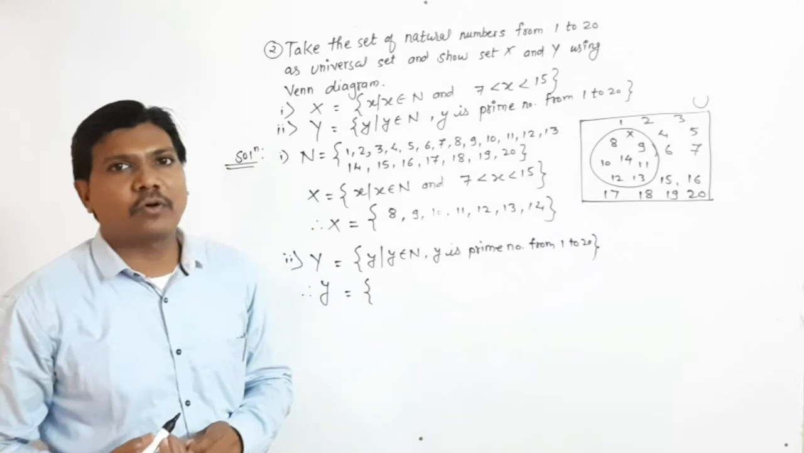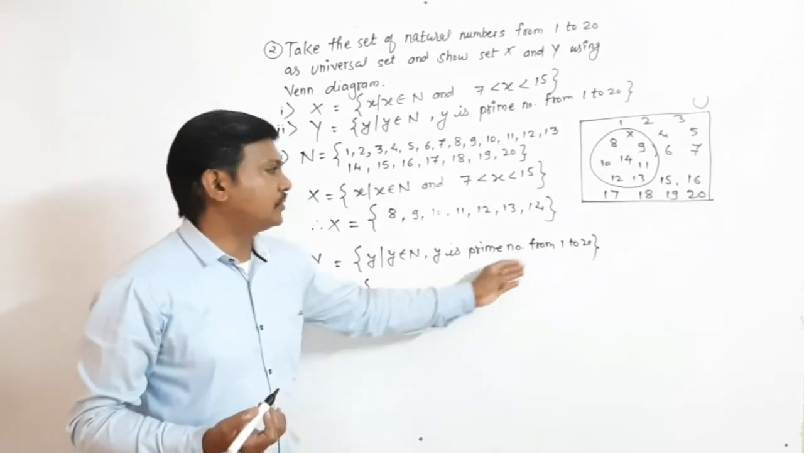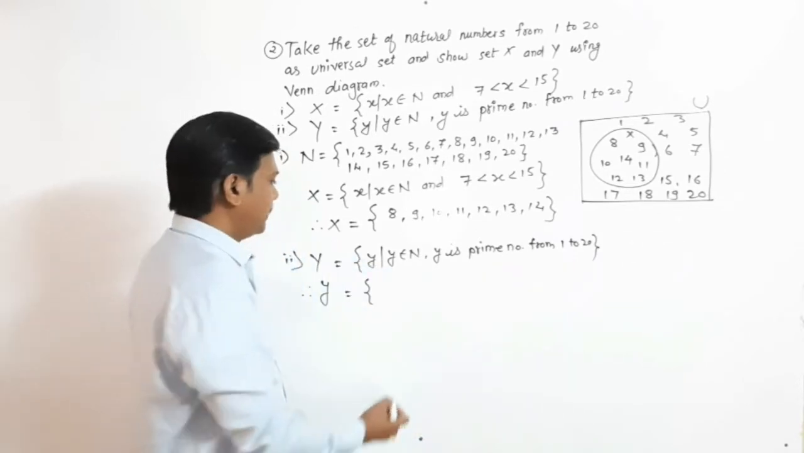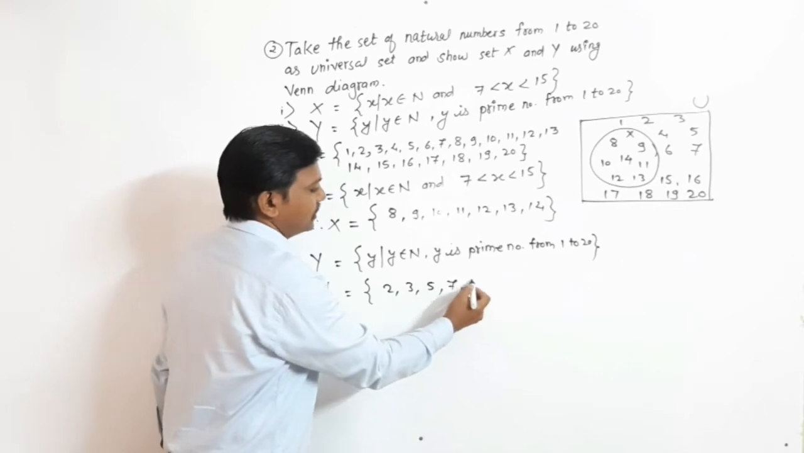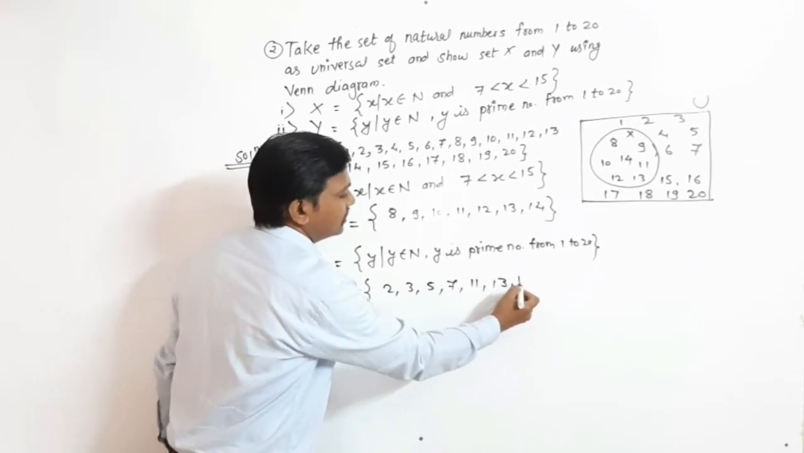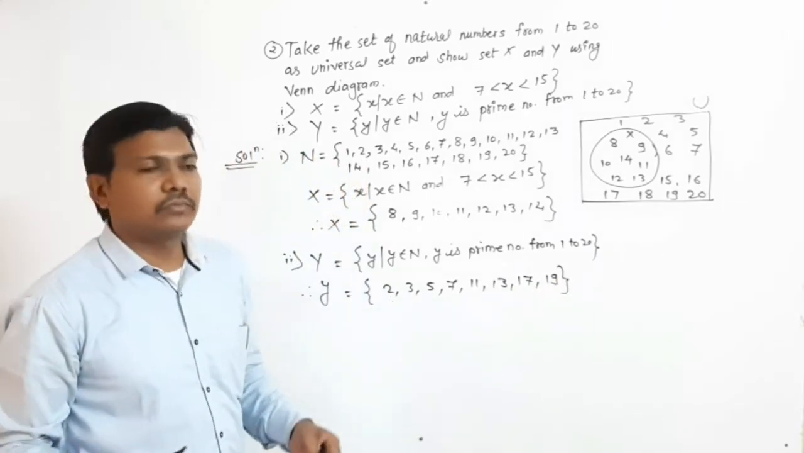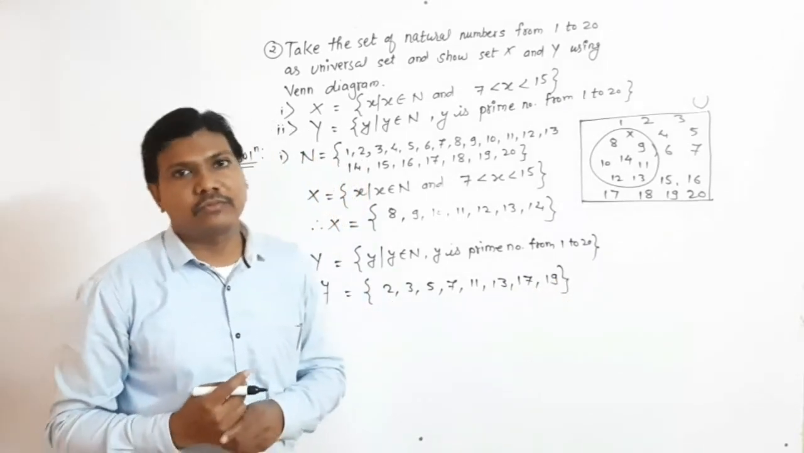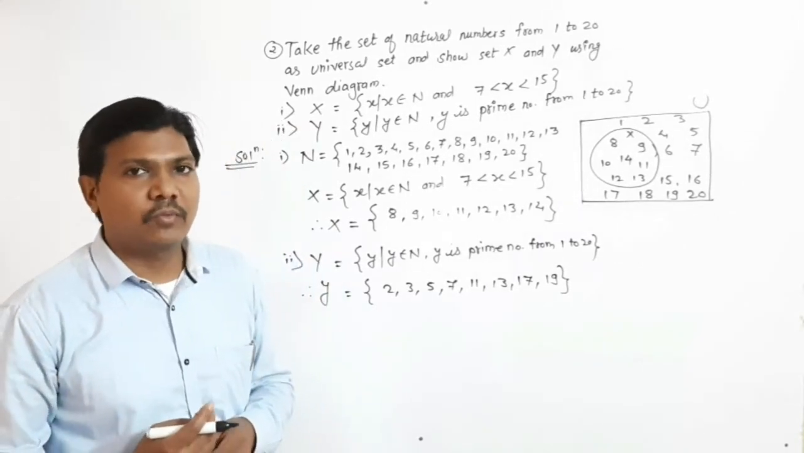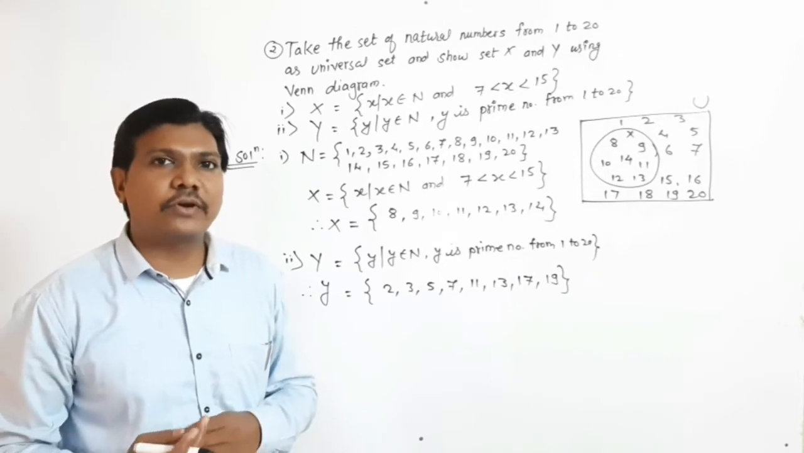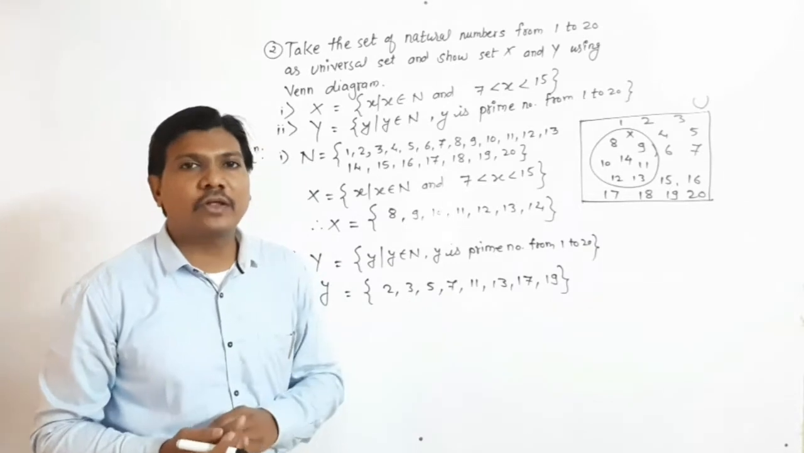Then second, Y is the set of all y such that y belongs to N and y is a prime number from 1 to 20. So again, first write in the listing method. The prime numbers from 1 to 20 are 2, 3, 5, 7, 11, 13, then 17 and 19. A prime number, you know, is a number whose only factors are 1 and the number itself. We say a prime number is a number which is not in any table. So 2 is the only even prime number; other prime numbers are odd.